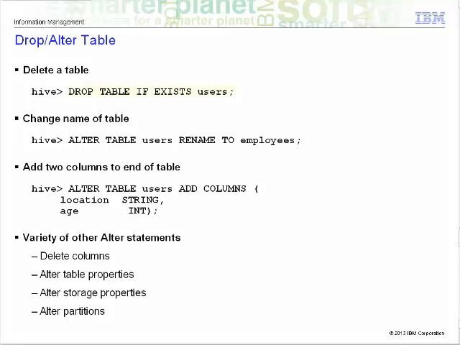Dropping a table in Hive is done using the drop table syntax. There are a variety of ways to alter a Hive table. We can change the name of a table, add or remove columns, alter table properties, and more.